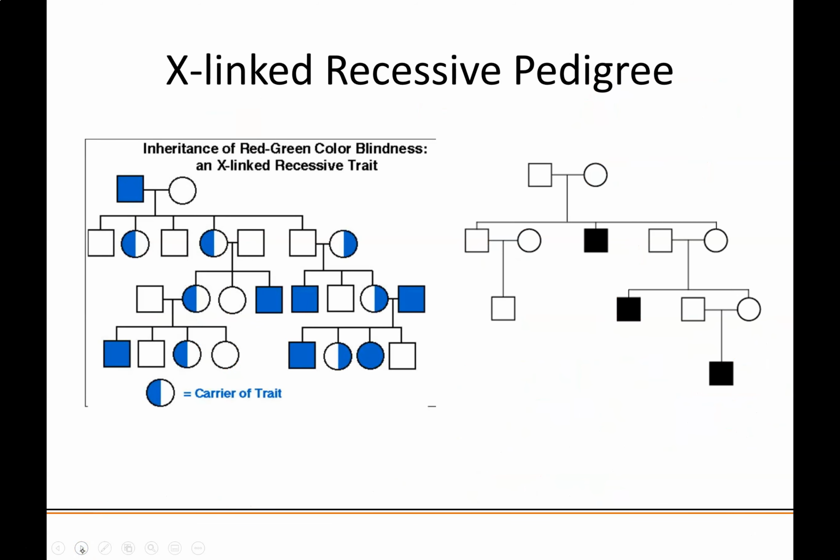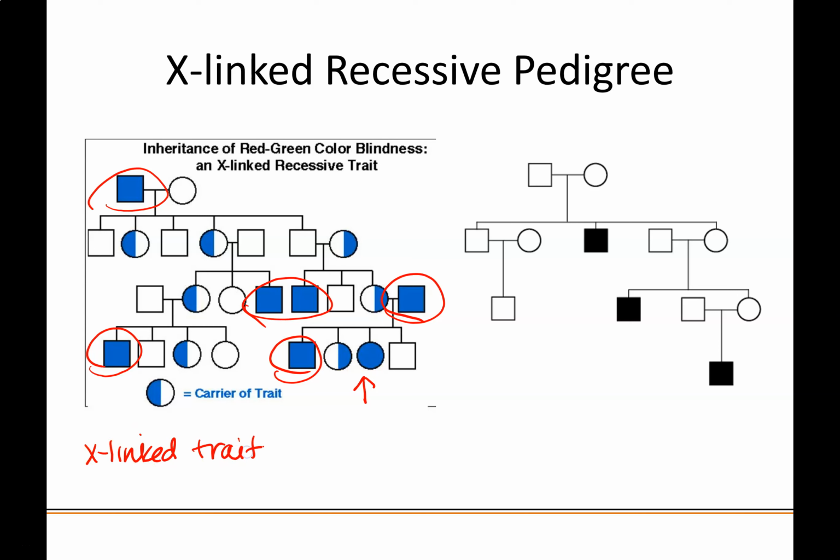So let's look at another couple of pedigrees. This one on the left also shows carriers. So again, the key thing here is that in this case, all of the affected individuals are males except for one female. So this is going to indicate that it is an X-linked trait. And then to determine recessiveness, we're going to look at parents. So here we have two sets of unaffected parents. The females are carriers, but they are unaffected, and they produce affected males. So this is going to suggest that it is recessive.